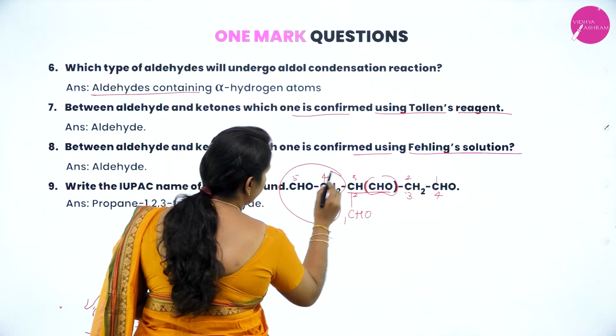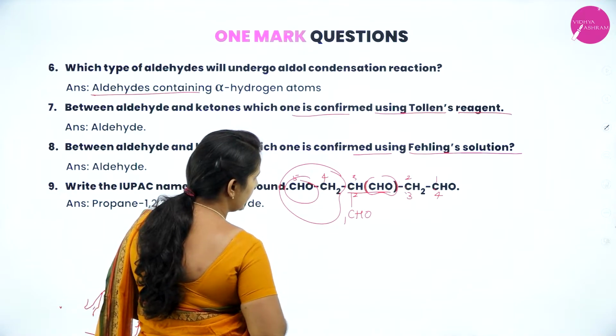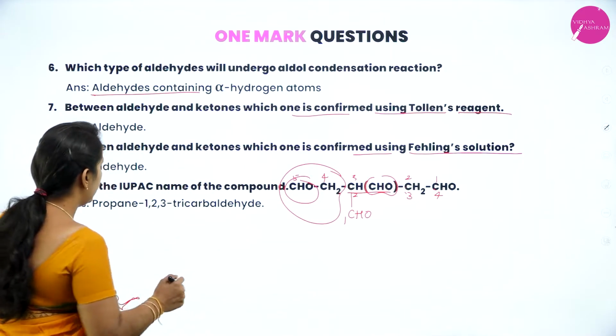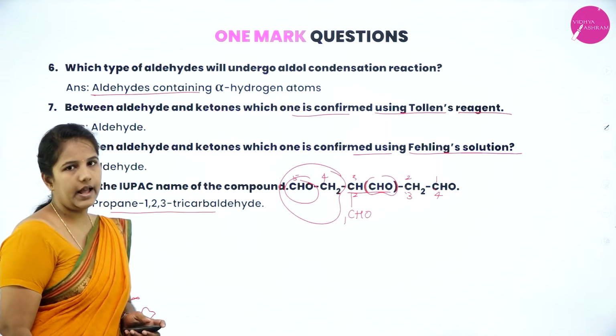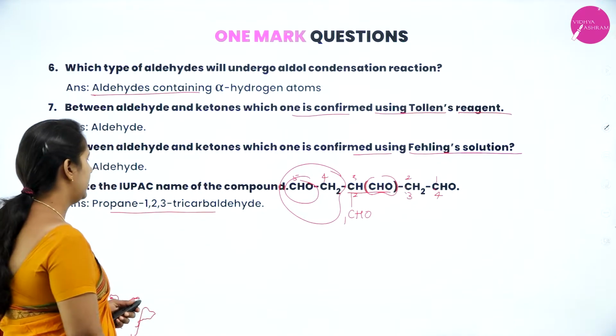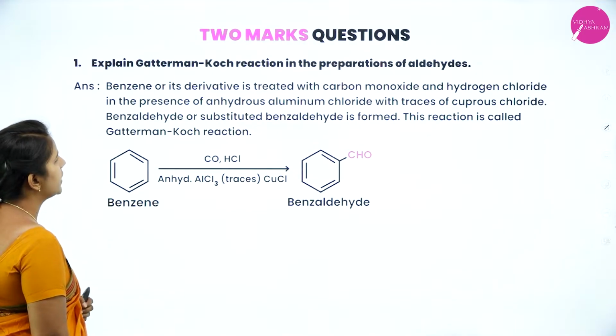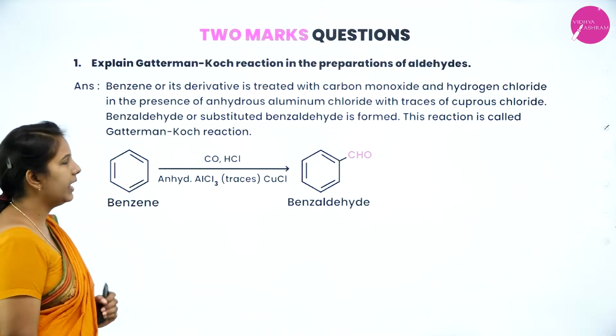Because the aldehyde group is attached to the third carbon atom, I can call this 1,2,3-trichloro carbaldehyde. Next, we'll go with the 2 mark questions now. Explain Gattermann-Koch reaction in the preparation of aldehyde.